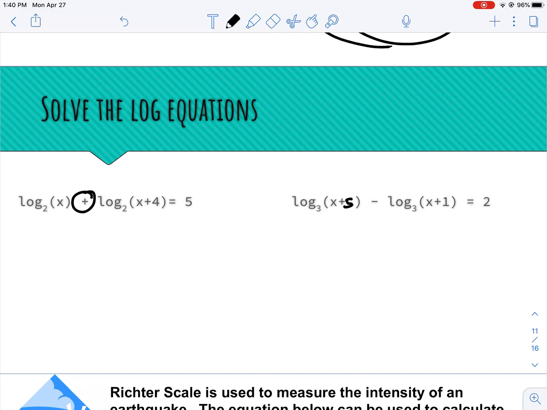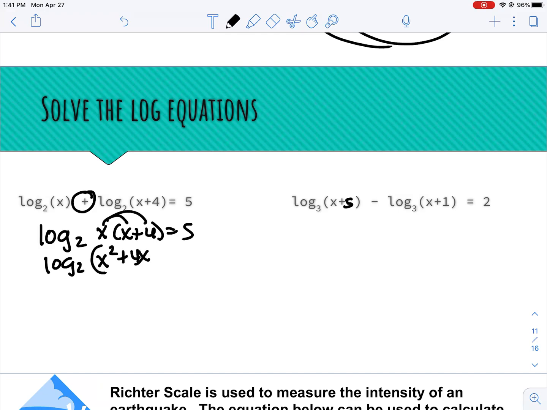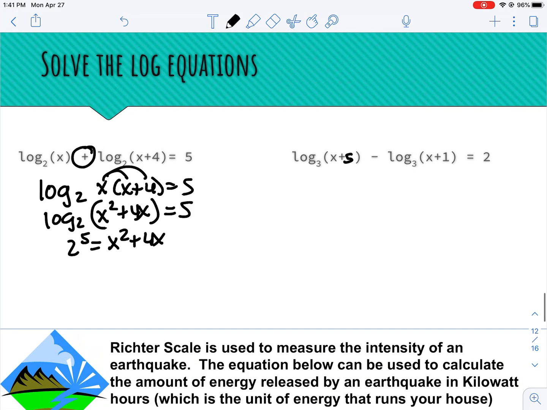So you learned this last week here that the plus on a log, the property for that is going back to multiplication. So in this one, if I want to condense this log, I'm going to have to take x times x plus 4. Okay, and then I think I'm going to go ahead and distribute this out. So x squared plus 4x. And now I can rewrite it. So 2 to the 5th is equal to this. So 2 to the 5th is 32.